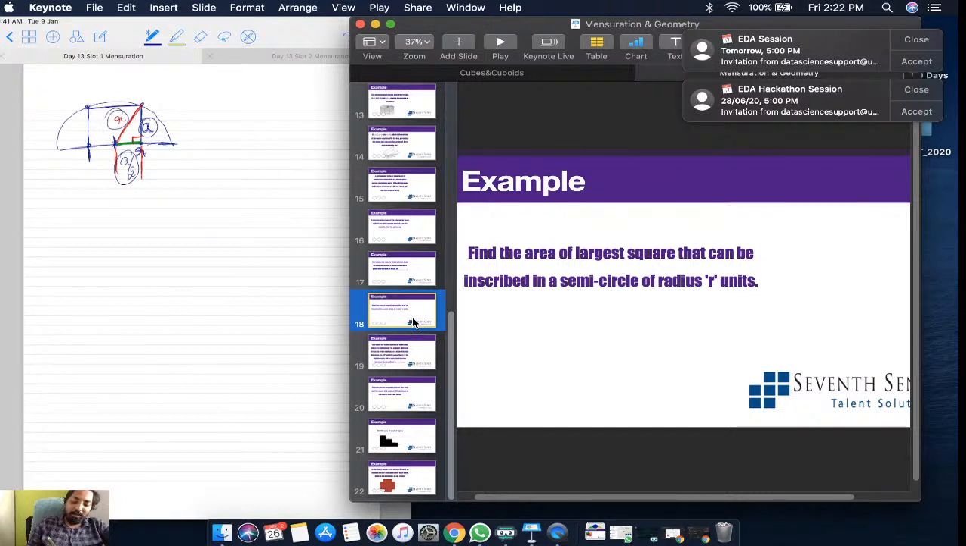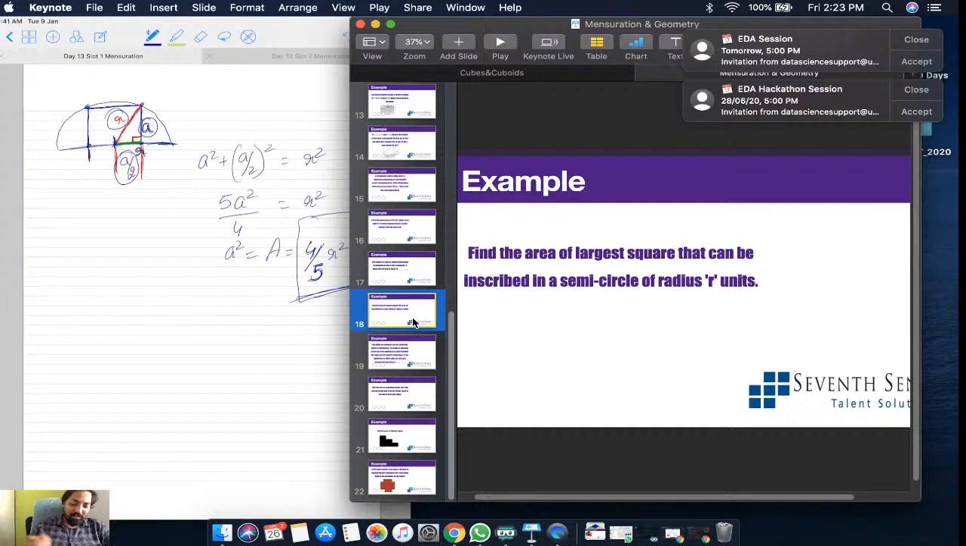Now you can put up the Pythagoras theorem. A square plus A by 2 whole square is equal to R square. So 5 A square by 4 is equal to R square. So A square, that is nothing but the area of the square. The largest area of the square that can be inscribed inside a semicircle is 4 by 5 R square.